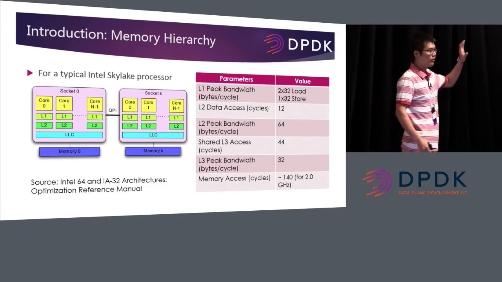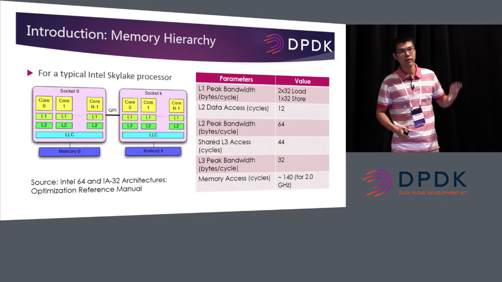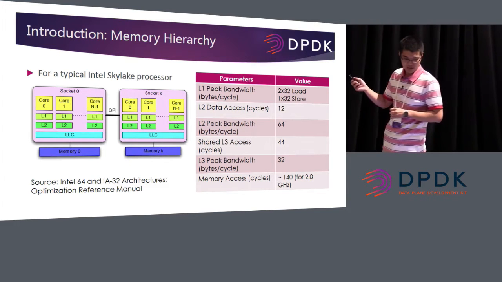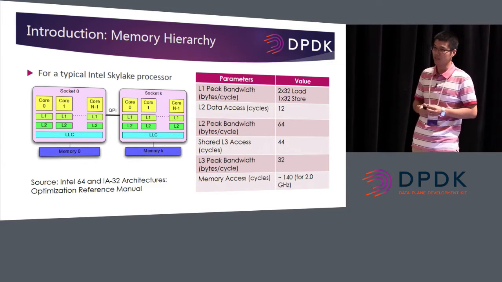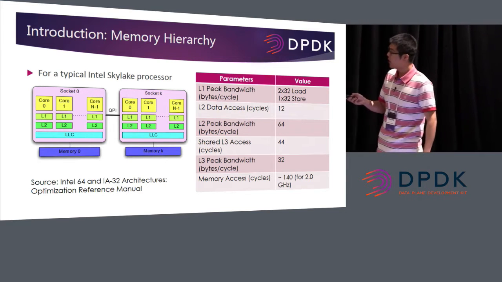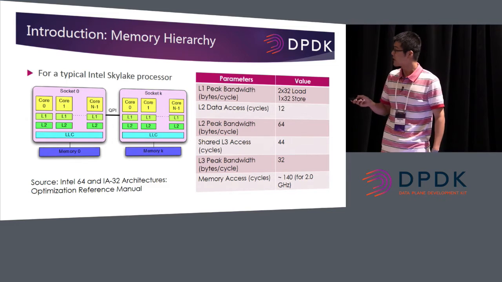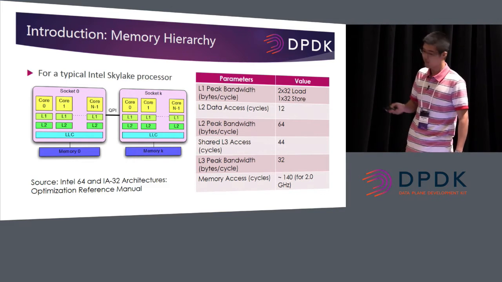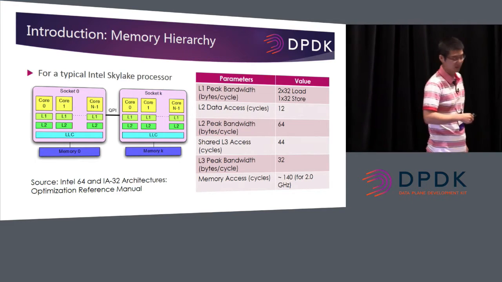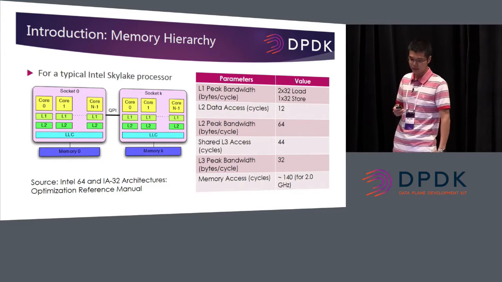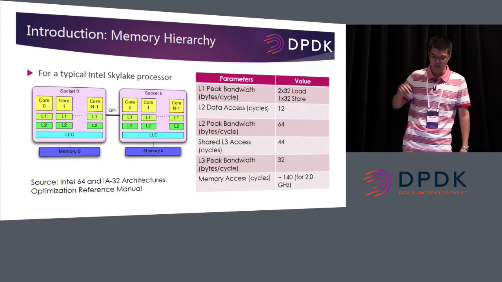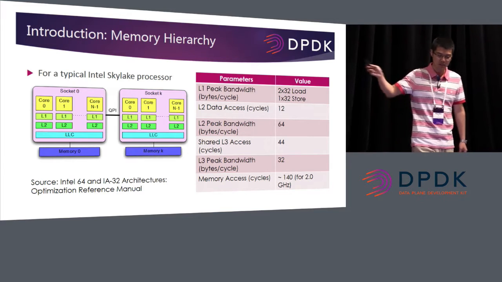And we know that the further we go away from the core, the more latency we will have. We take the numbers from a typical Intel Skylake processor, and you can see the numbers in the table. If you look at the data access latency from L2 to L3 and to memory, the number increases from 12 to 44, all the way to 140, with a 2 gigahertz example. And also the bandwidth of this communication decreases as you go further, as we can see from the numbers.